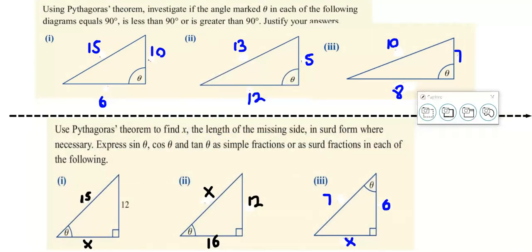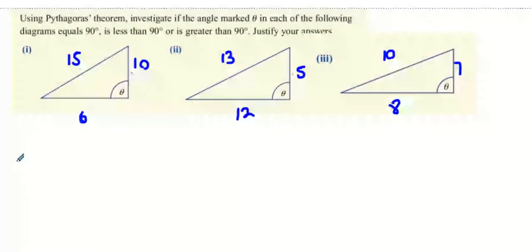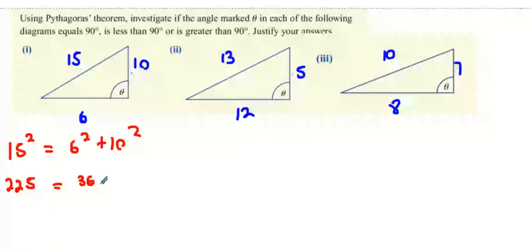So you're going to have to use Pythagoras' theorem for each triangle. You get the largest side, which is known as the hypotenuse. So you put 15 squared, the larger side squared. Does it equal the smaller sides squared and added together? So 15 squared is 225. 6 squared is 36 and 10 squared is 100. And what you can see is that 225 is clearly bigger than 136. This means the hypotenuse squared is bigger than the 6 squared plus the 10 squared.